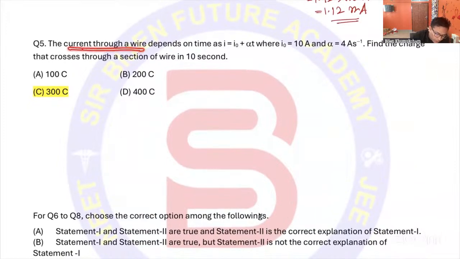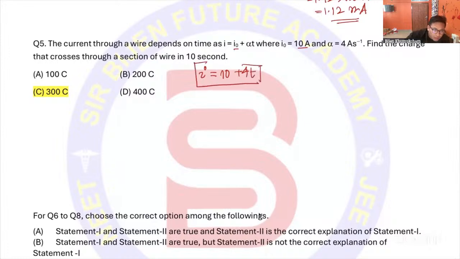The current through a wire depends on time as... They are giving current as a function of time. It is a variable current. I naught is the current at t equals 0, that is the initial current, 10 ampere. And the value alpha is 4 ampere per second. Let's first write this in a very simple form. Let's substitute the values. I naught is 10, alpha is 4. So I is nothing but 10 plus 4t.